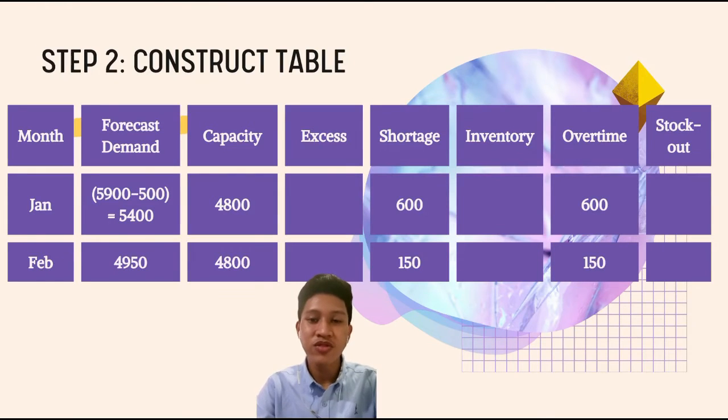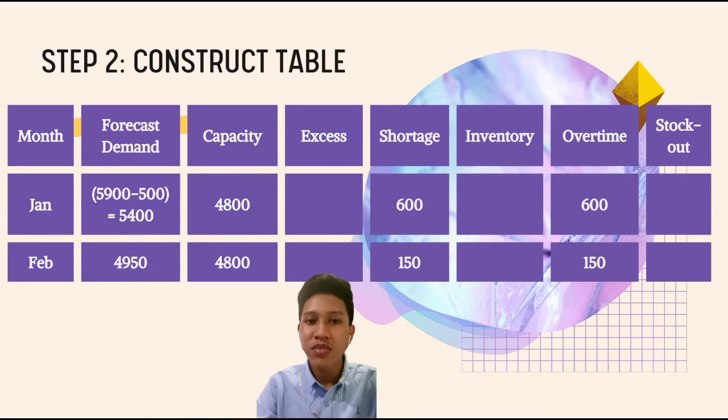Next, step 2 is to construct the table. In the table, we have a month column, forecast demand column, capacity column, shortage column, inventory column, overtime column, and stock up column. I will explain for the month of January and February. The forecast demand for January is 5,400 because we must subtract the beginning inventory. So 5,900 units forecast demand minus 500 beginning inventory equals 5,400 units.